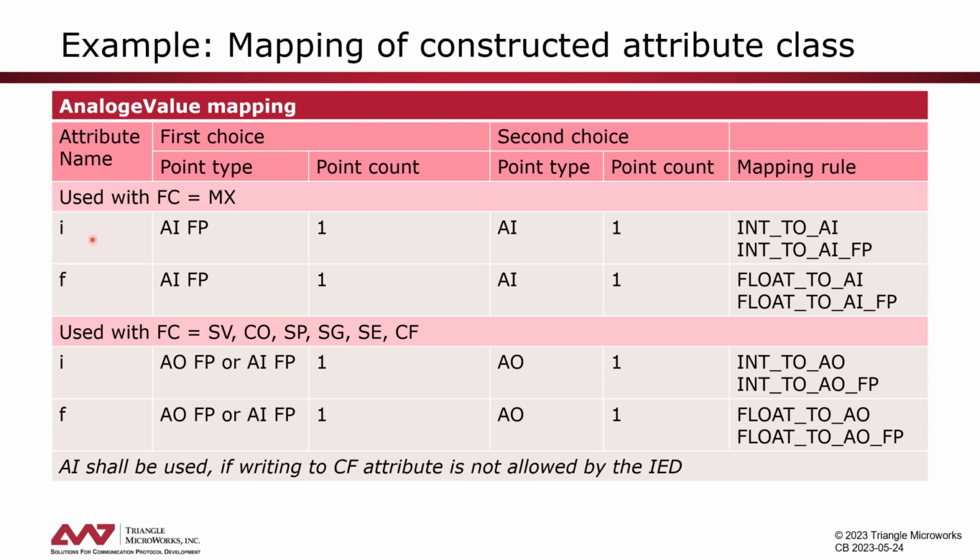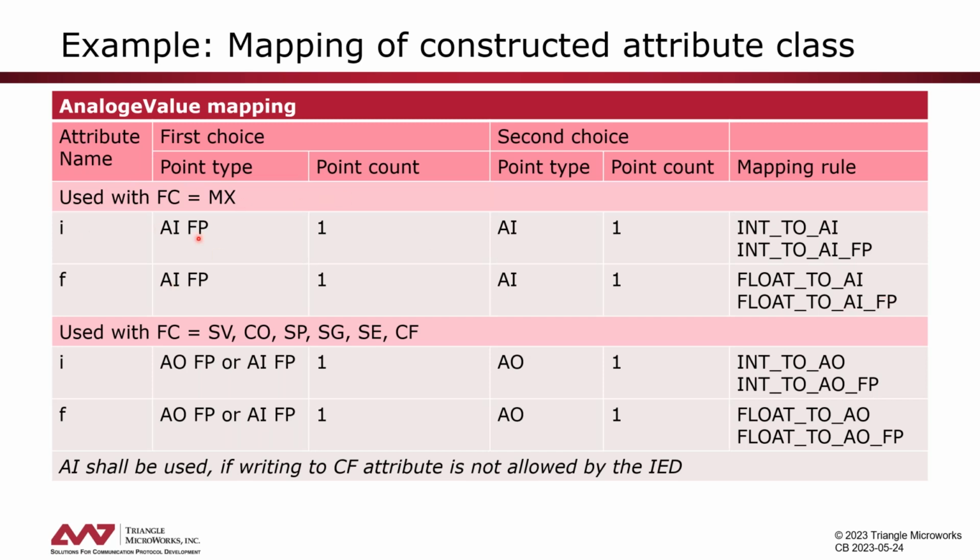This DNP mapping standard defines that in both cases, the preferred, so the first choice of mapping would be to use an analog input of the type floating point in DNP3. And if that is not available, as a second choice, we would use an integer analog input. Depending on what we are using, the mapping rule that is defined is either int to analog input or int to analog input floating point. For the integer value in 61850, where we have in 61850 a float value, the mapping rule is float to analog input or float to analog input floating point.